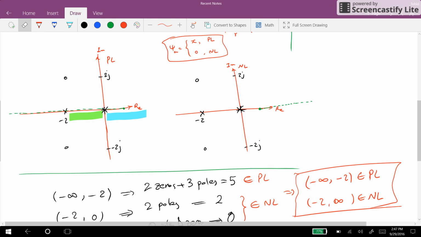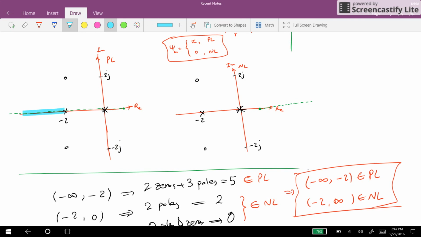And we can determine these regions on the plots. So let me just remove these highlights here. From -infinity to -2 belongs to the positive locus. So this is what we have. And from -2 until +infinity belongs to the negative locus. So this is what we have in terms of the real axis. So for now, we have the real axis and we have the asymptotes.